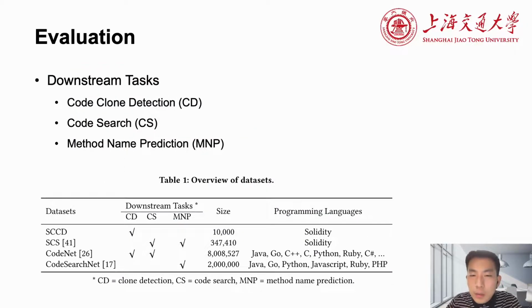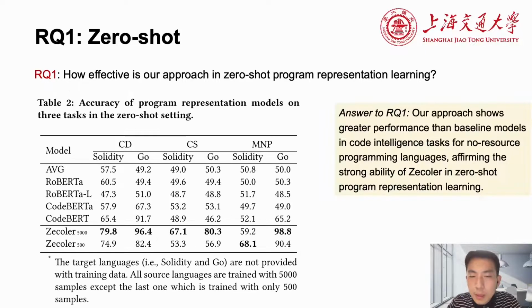We evaluate our approach on 3 popular code intelligence tasks, including code clone detection, code search, and method name prediction. We formulate them as classification problems and conduct experiments on 4 representative datasets, which are preprocessed for the balance of positive and negative samples. In RQ1 experiment, we compare our approach with 5 baseline models. We can observe that our approach shows greater performance than baseline models in code intelligence tasks for no-resource language.